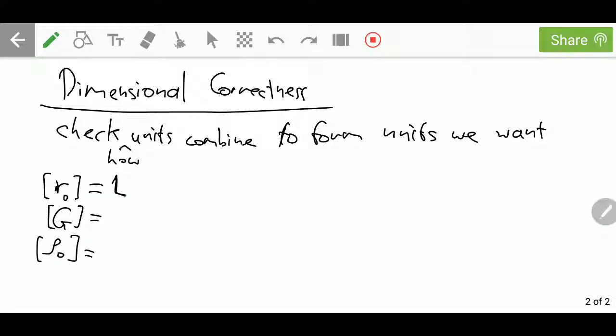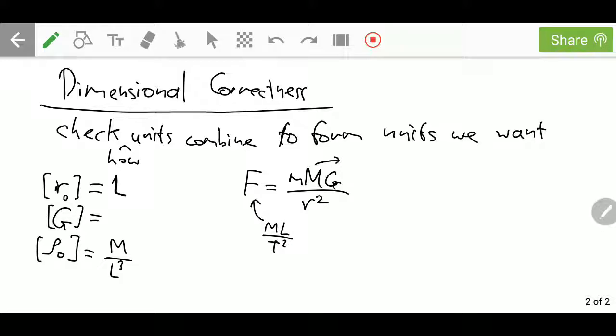The dimensions of rho naught are mass over volume. Volume is length cubed, so we write mass as M, and volume as L cubed. And now, what is the gravitational constant? Well, we know that the gravitational force looks something like this. And now, what is force? That is mass times acceleration. So that's mass times length over time squared. These two each give a mass. And this gives a distance. And of course, since it's r squared, it's a distance squared.